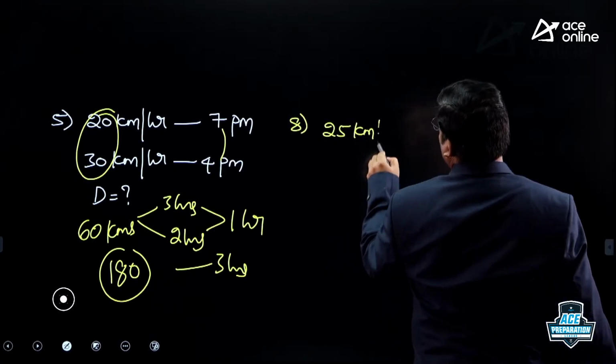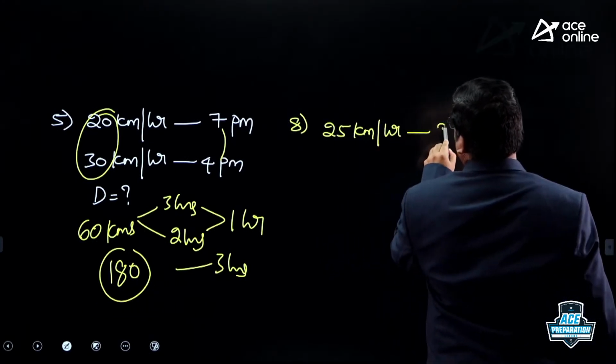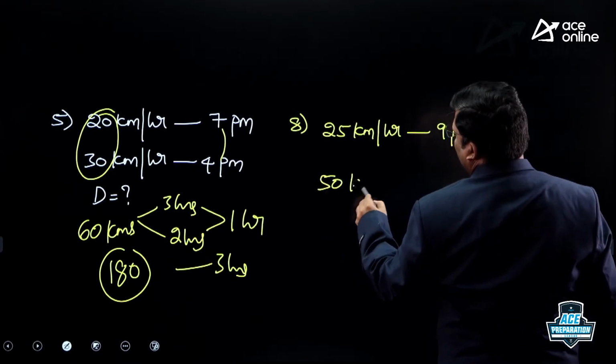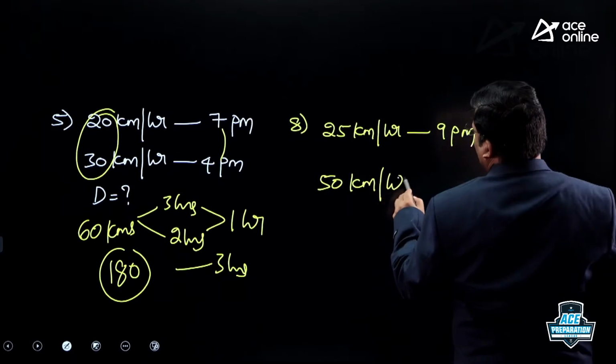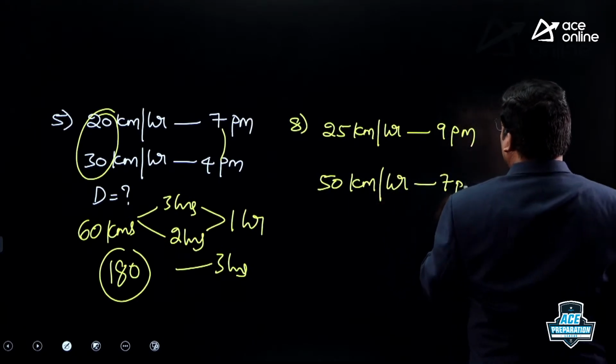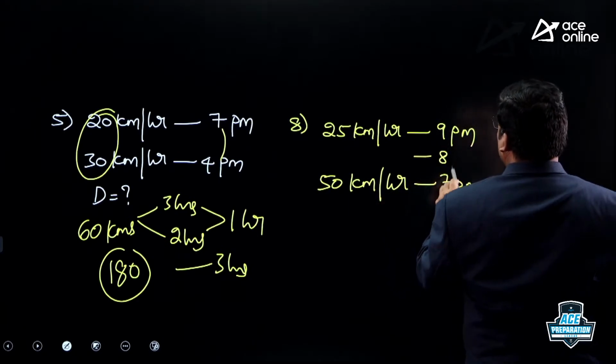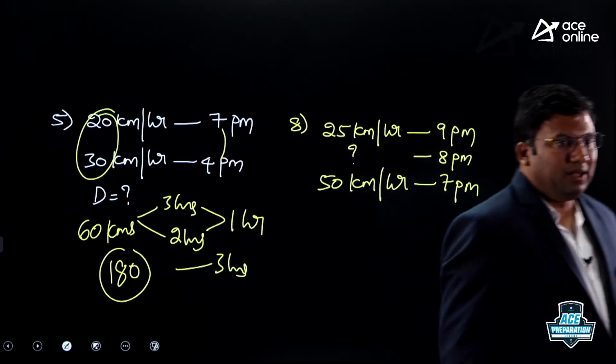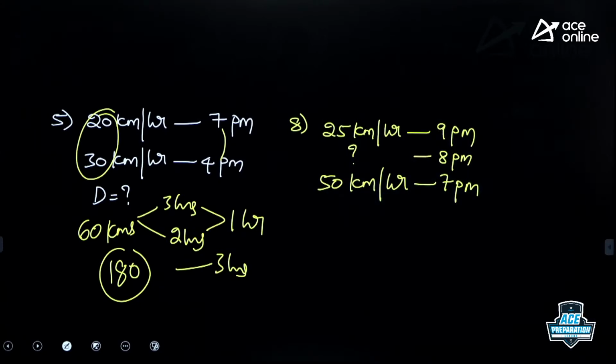25 kilometers per hour, reaching at 9 p.m. Within seconds, I want an answer from the viewers who are watching this video. At 50 kilometers per hour, reaching at 7 p.m. To reach at 8 p.m., what will be the answer? Tell me the answer in seconds.